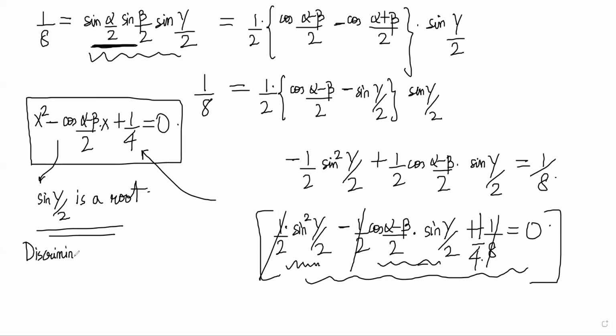The discriminant of this equation is cos square alpha minus beta by 2 minus 4 into 1 by 4, so minus 1. And this discriminant is clearly less than equal to 0, right? Why is this discriminant less than equal to 0? Because cos square can never be greater than 1. And cos squared minus 1 will be something less than equal to 0.